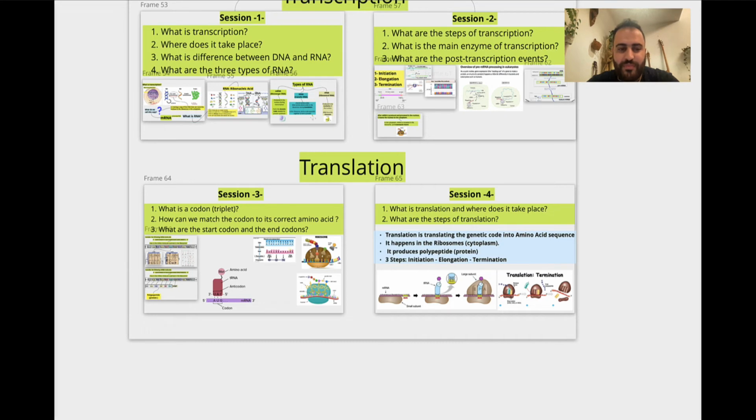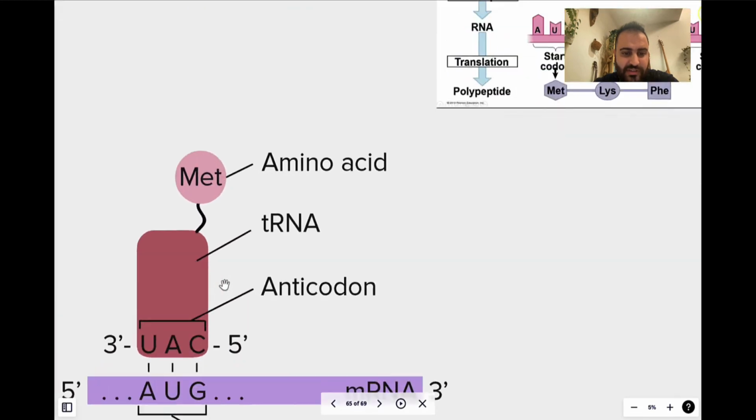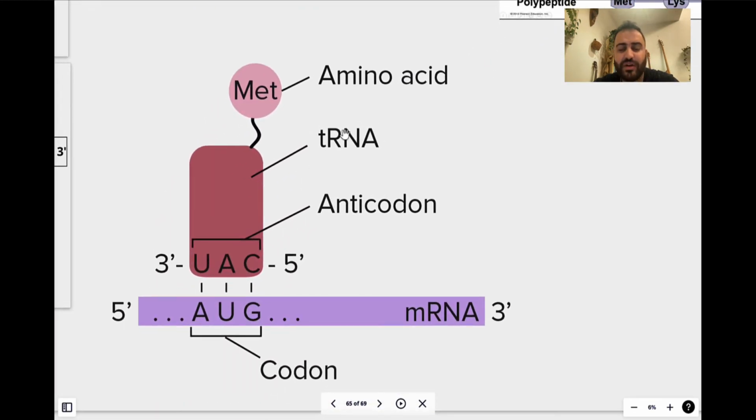So after we speak about what is meant by codon or triplets and how can we match every amino acid to its specific codon using the genetic code chart, let's speak about what is translation, where does it take place, and what are the steps of translation. So first of all, before we speak about where it happens and what is translation, let's look at the structure of tRNA. tRNA is the key player in translation. It's the molecule that is going to transfer amino acid into the ribosome.